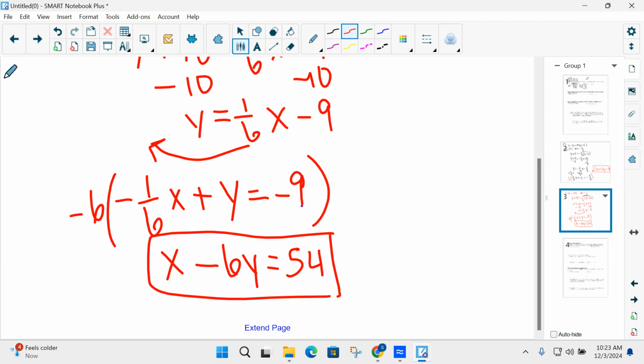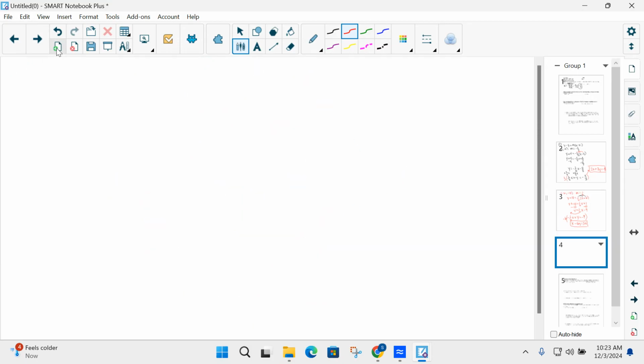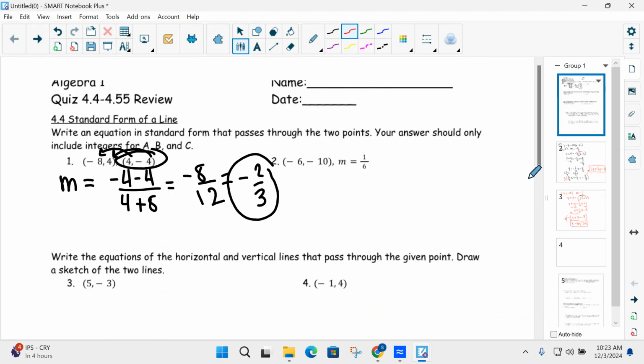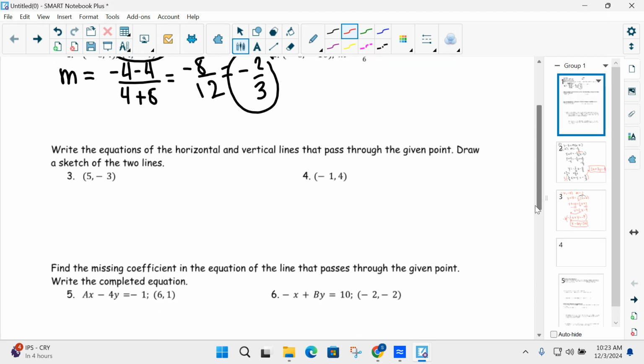Okay. The next two questions, I'm only going to do number 3 because I'm actually going to go back to the original worksheet because number 4 is just like it. So a horizontal and a vertical line that passes through the given point. So if your coordinate is 5, -3, a horizontal line is the equation y equals whatever the coordinate it passes through. So y equals the y value, -3. And then your x would be x equals 5.